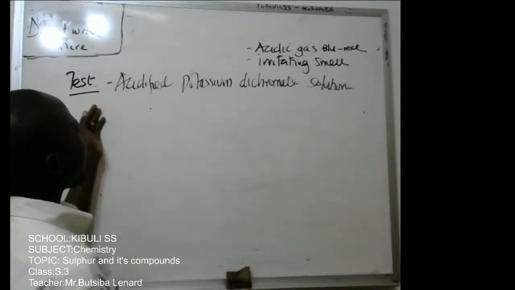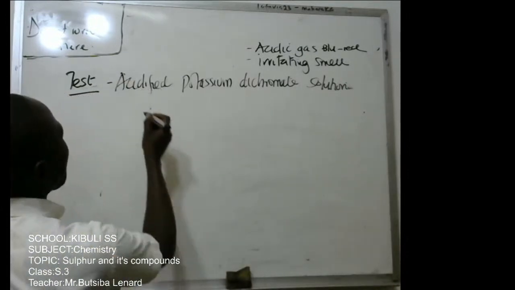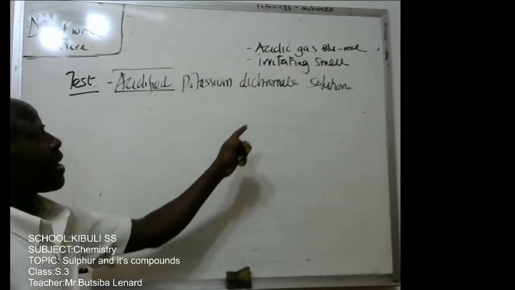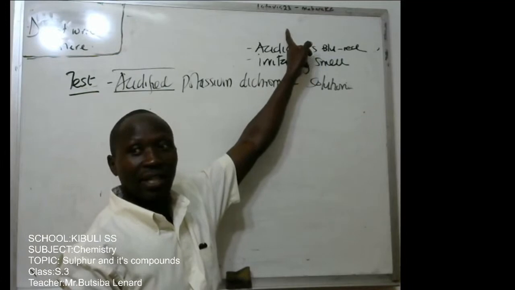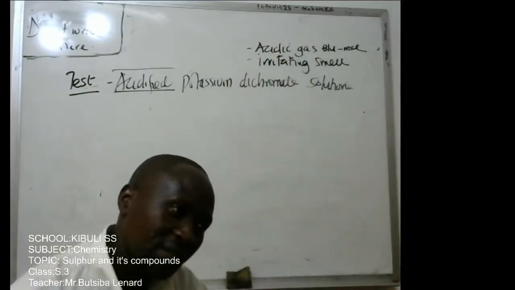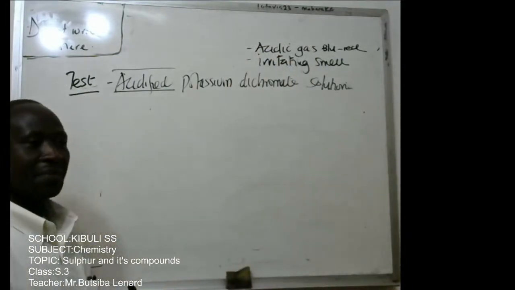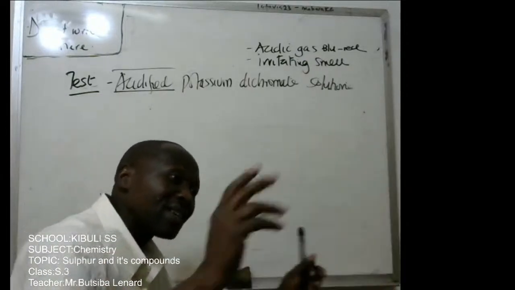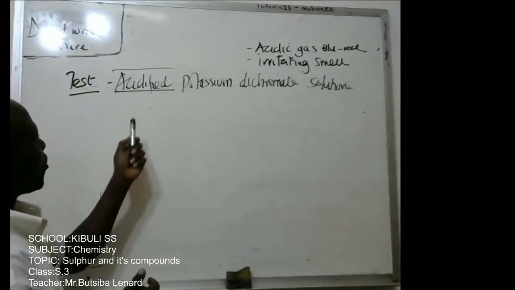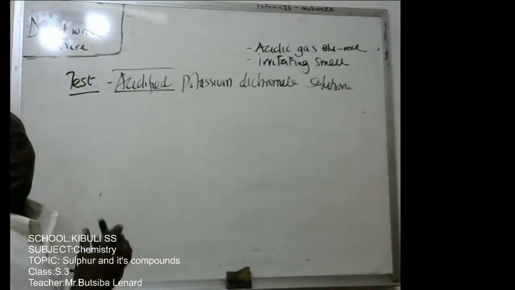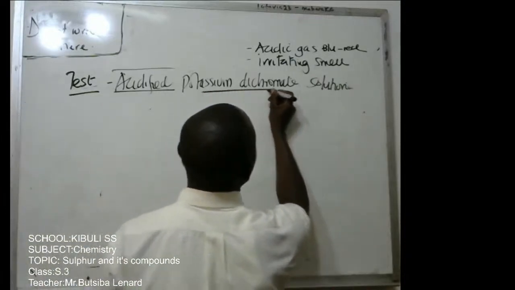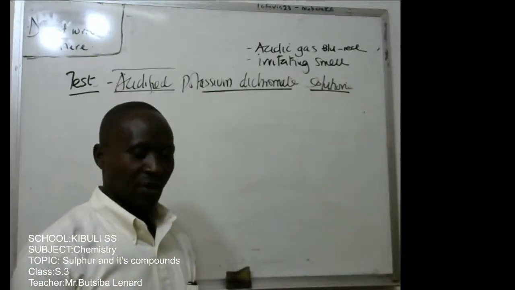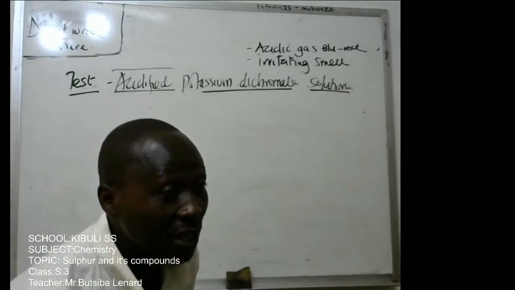Alright, so acidified potassium dichromate. Sometimes we even cut out the word acidified because the gas itself is acidic. It will automatically make the solution acidified. So if you are acidic and you sit in water, automatically the water becomes acidified. So we don't insist on acidified, but we insist on potassium dichromate. It must be a solution, not a solid, because for solids, reactions will not take place.